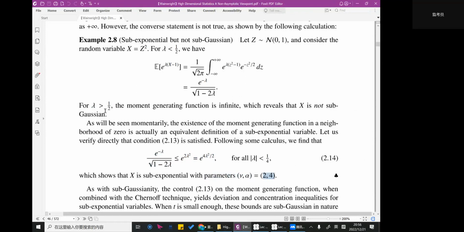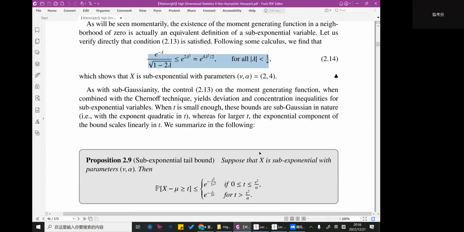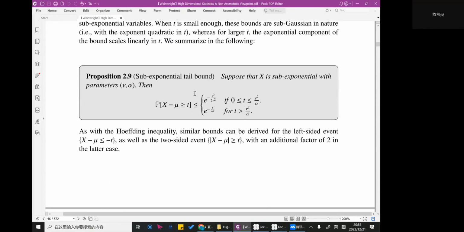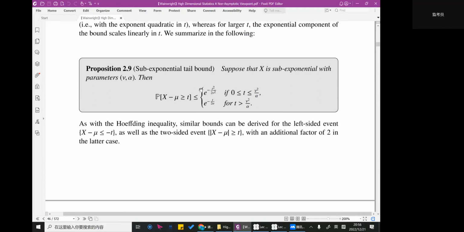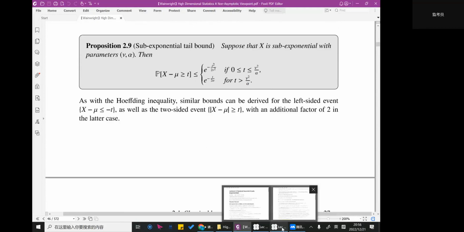But when lambda is larger than 1 over 2, the MGF here is infinite. So x is not sub-Gaussian, but we can derive that it is sub-exponential. And proposition 2.9 tells you the tail bound of sub-exponential variables.